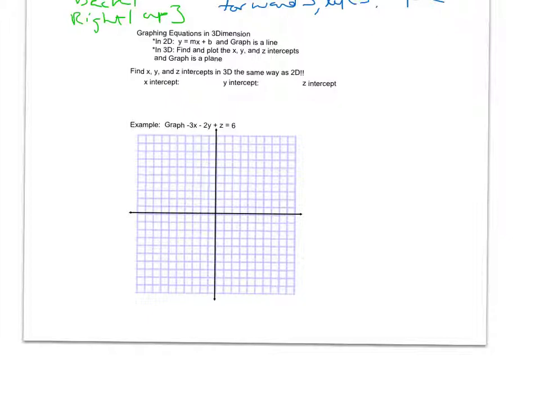So how do I find x, y, and z intercepts in 3-dimension? Same way as 2-dimension. If I want to find the x-intercept, I'm going to let y equal 0 and z equal 0 and solve for x. If I want to find a y-intercept, I'm going to let x equal 0 and z equal 0 and solve for y. If I want to find a z-intercept, I'm going to let x equal 0 and y equal 0 and solve for z. So let's look at how that works.